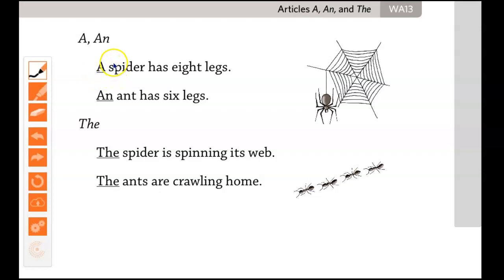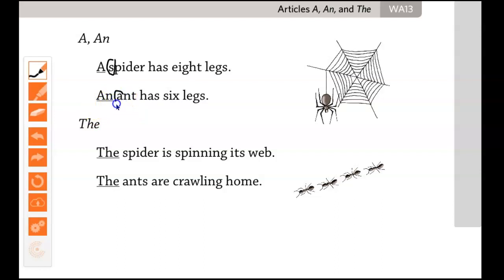So here's the rule. If you have a noun that begins with a consonant, you always use a: a spider, or a horse, or a tornado. I don't know why I said that. That's not an animal or a bug. It's just a weather pattern. I don't know.